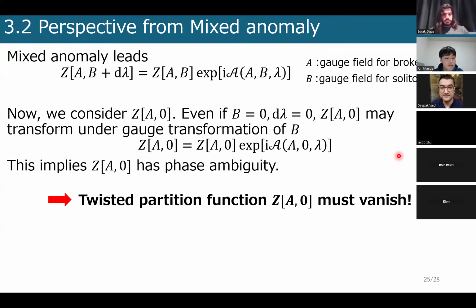Okay. So, if there exists an anomaly, then it means the twisted partition function has some ambiguity, and therefore the twisted partition function must vanish for consistency. So this is the logic of vanishing behavior from the viewpoint of mixed anomaly.